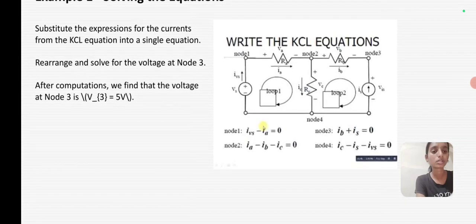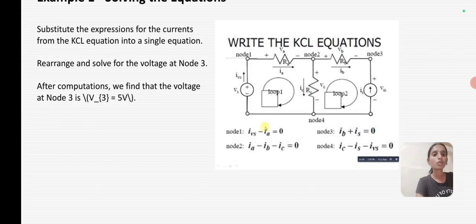KVL equations. In node 1, we have IVS minus IA, which is equal to 0. In node 2, we have IA minus IB minus IC, which is equal to 0. Node 3, IB plus IS, which is equal to 0. And node 4, IC minus IS, which is equal to 0. Here we will be finding IA, IB, and IC values for this circuit.